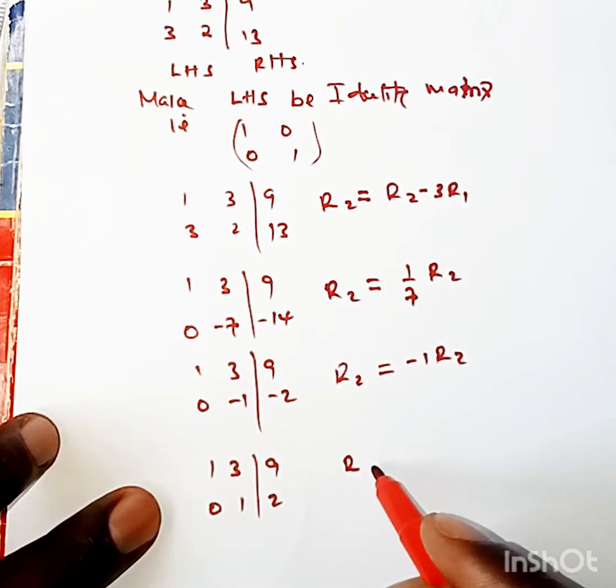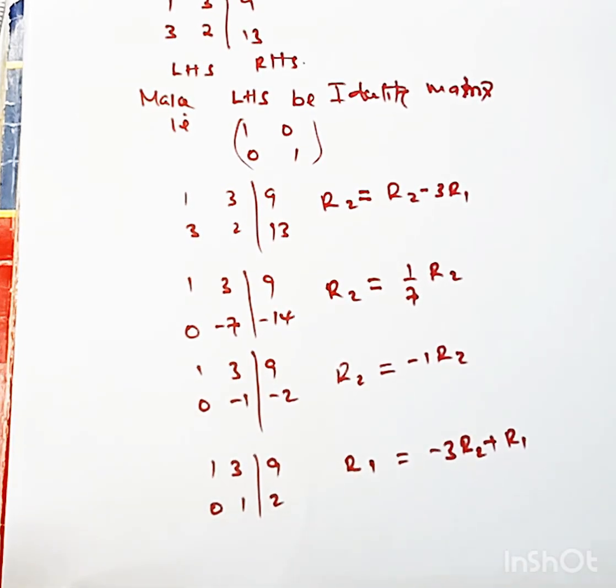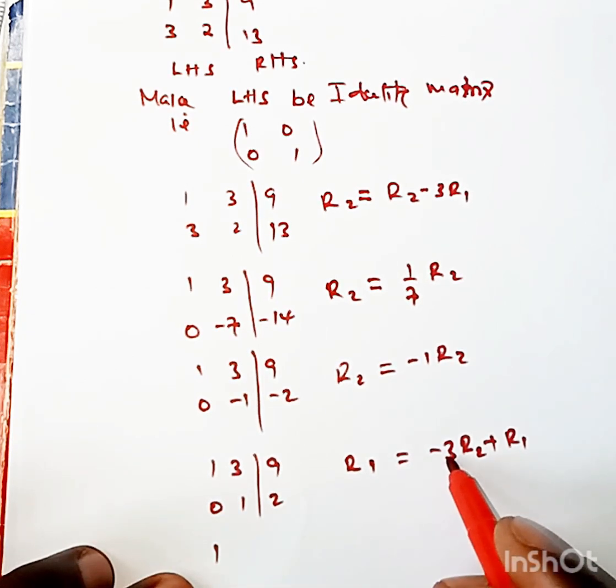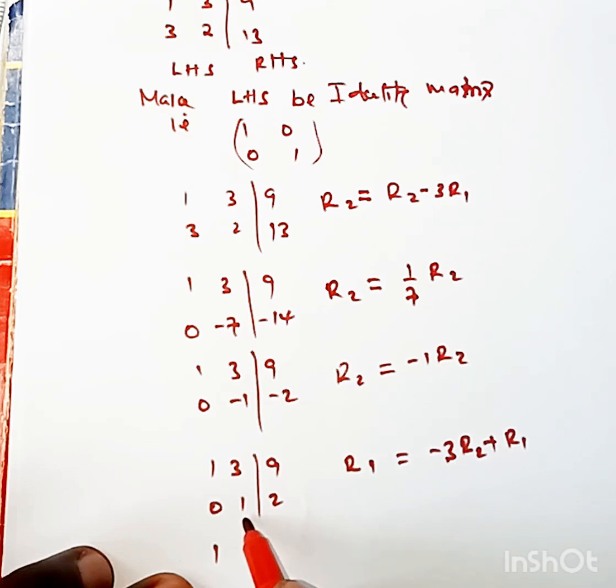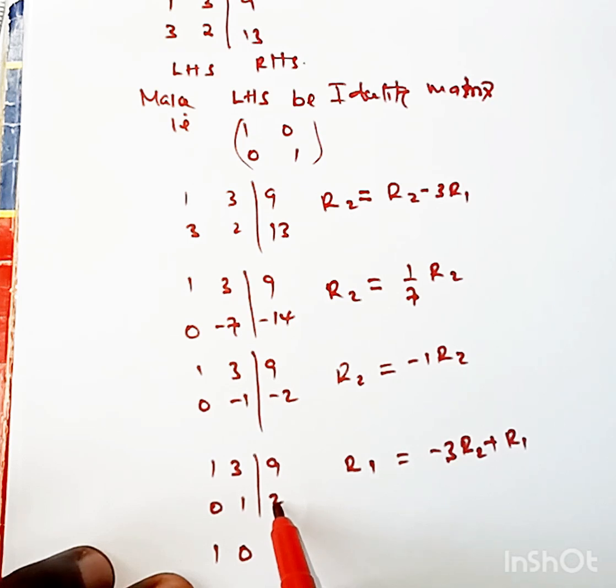Then we say row 1 equals to negative 3 row 2 plus row 1. So that is 1, negative 3 times 1 is negative 3. Then we add it to 3, that is a 0. Then negative 3 times 2 is negative 6 plus 9. So that is 3. And then we have 0, 1, and this is 2.